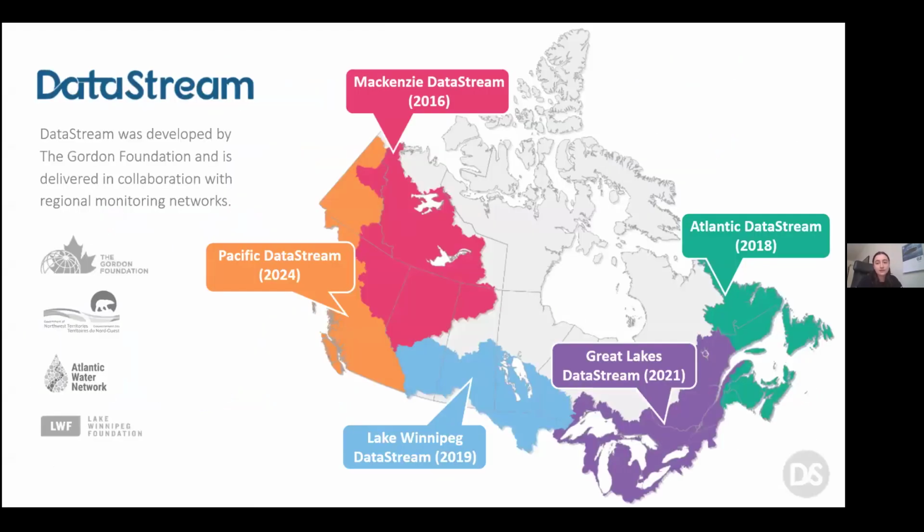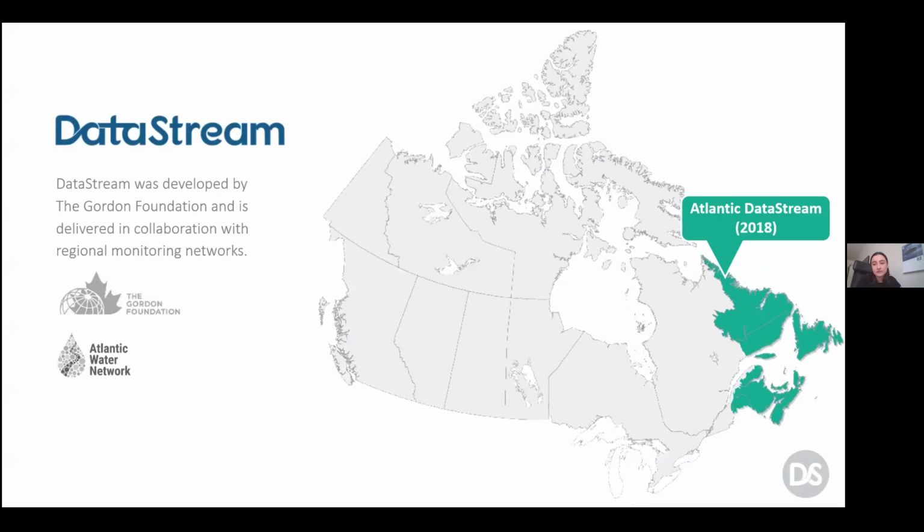DataStream is now active across Canada in 5 hub regions. And essentially, DataStream's growth and success across Canada has a lot to do with strong collaborations with local and regional partners. So data contributors and users needs vary from place to place. So tapping into existing networks ensures that we're all responding to regional needs. And Atlantic DataStream specifically was our second hub to come online. We launched it in 2018 in collaboration with our regional partner, Atlantic Water Network.